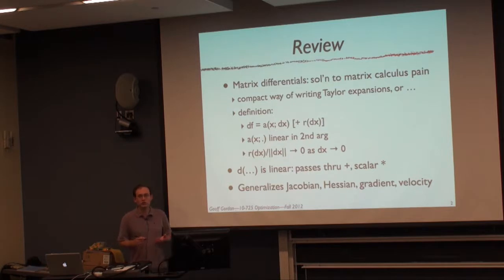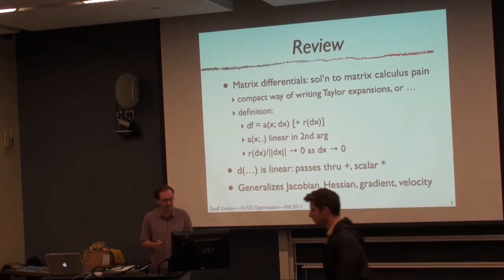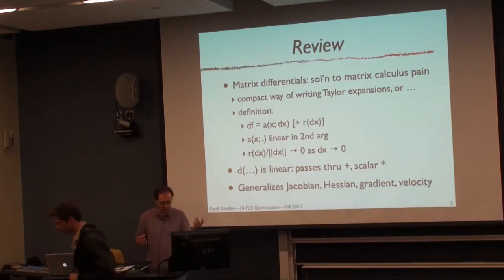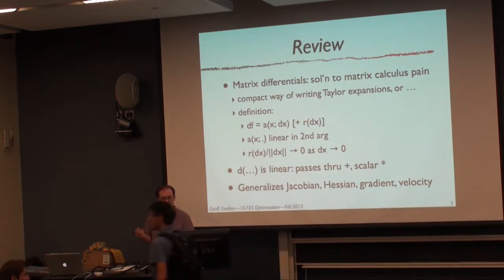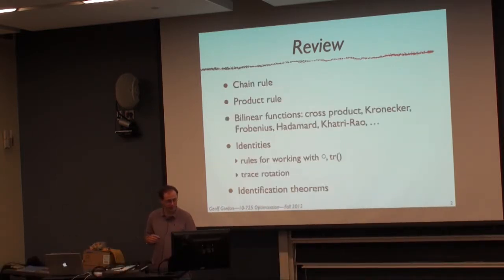And this includes sort of the usual definitions of one-dimensional derivatives, but it generalizes a ton of different notions of derivatives that you can see in a bunch of different textbooks. So it generalizes the Jacobian, the Hessian, the gradient, the velocity of a curve, right? And it also includes a whole bunch of things that are really difficult to write in terms of the standard way of writing down gradients. All right? And the derivative is linear, so it passes through addition and through scalar multiplication. And it generalizes all of the sort of standard notions.